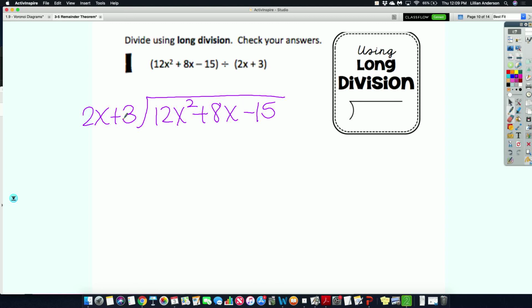And so when you're dividing using long division, you ask yourself, based off of what number is in the front, this which is a 2x, times what gives me 12x squared?